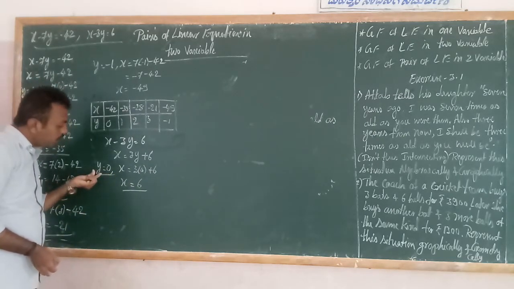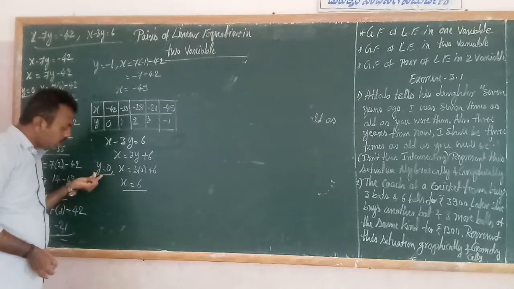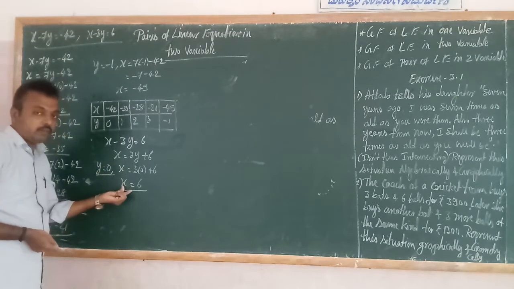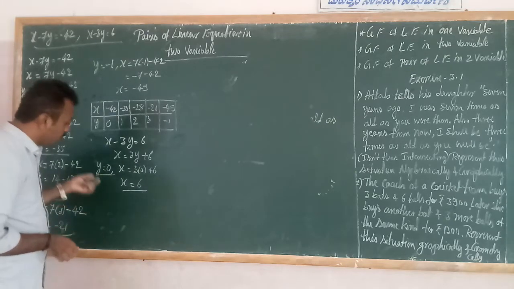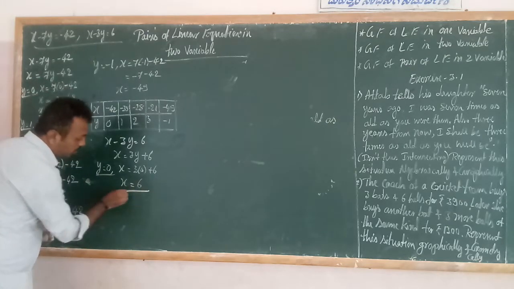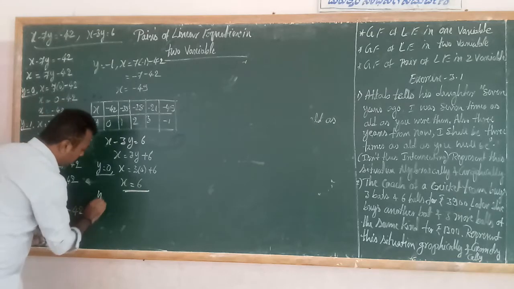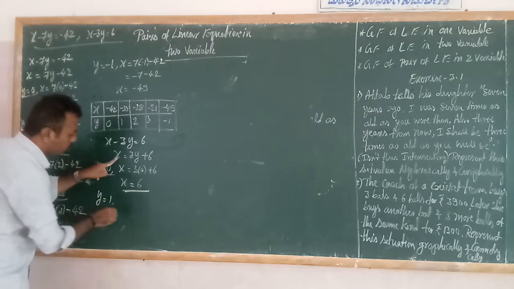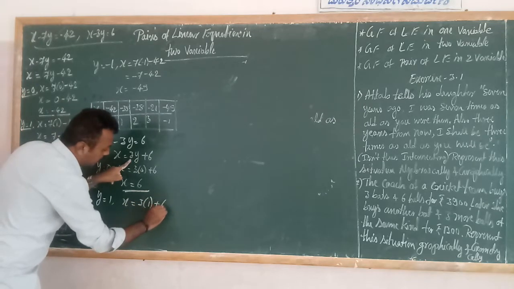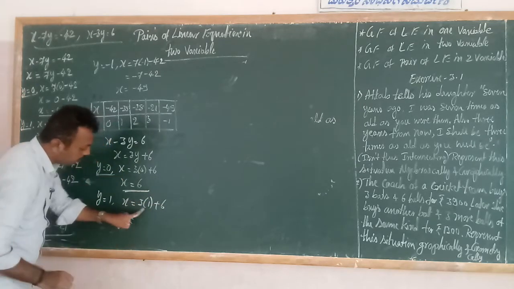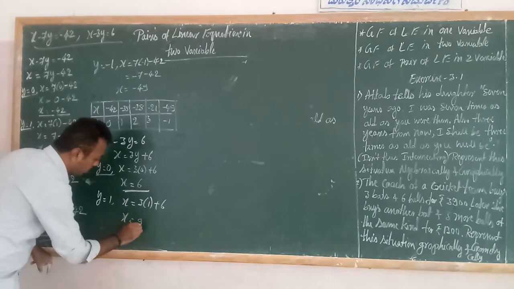Otherwise, if you are giving the x value, the y value will exist. Okay, both are still coming. You can take any method. So next, y is equal to 1 I am giving. So what will become the x value? x is equal to 3 into 1 plus 6. So what is the x value? 3 ones are 3, 3 plus 6 will become 9.